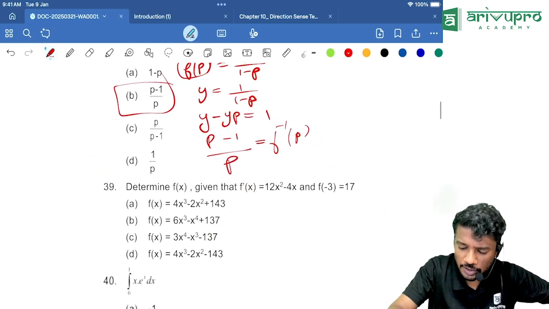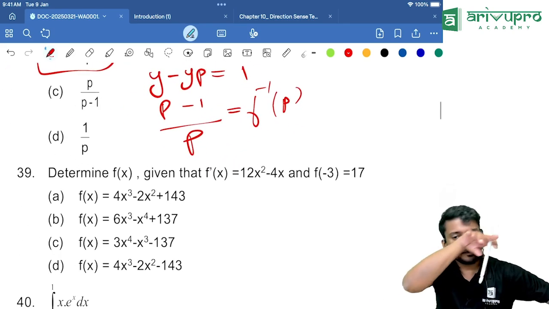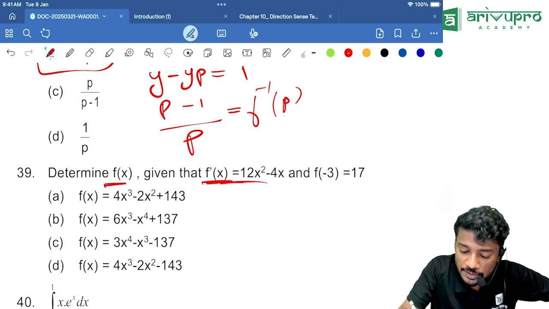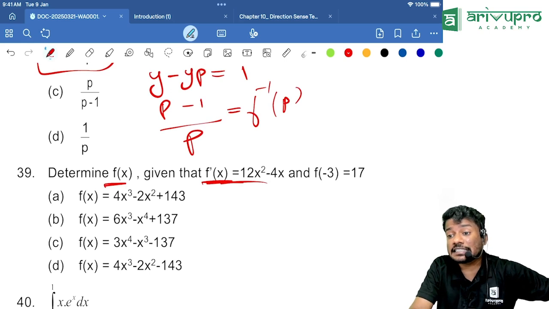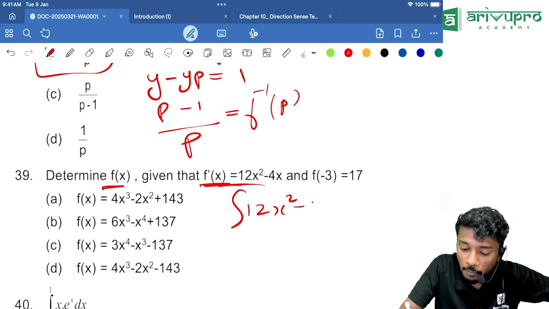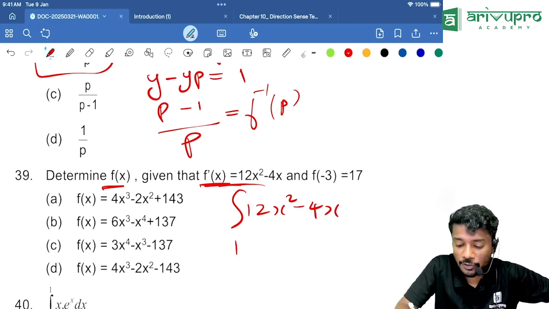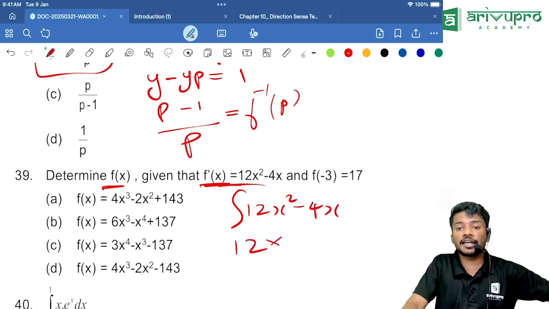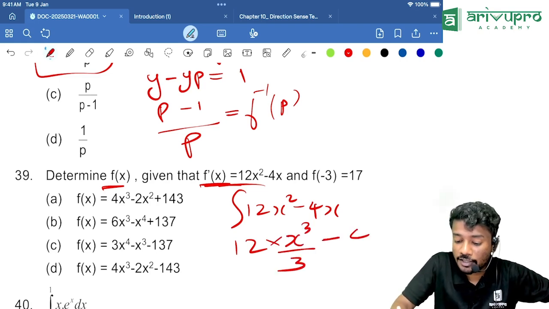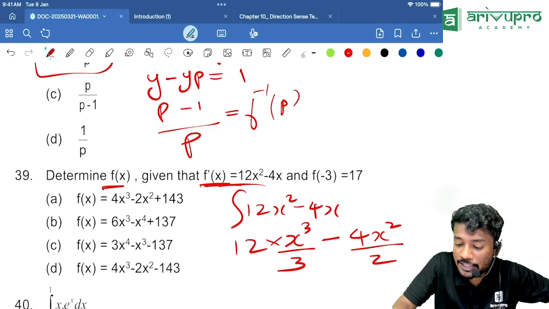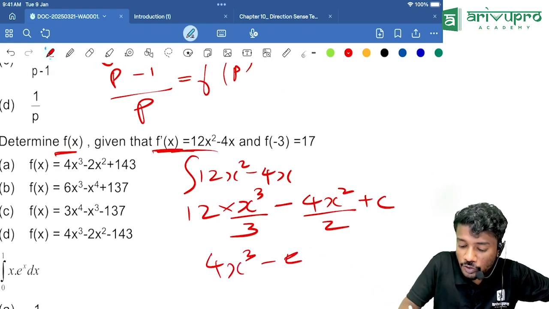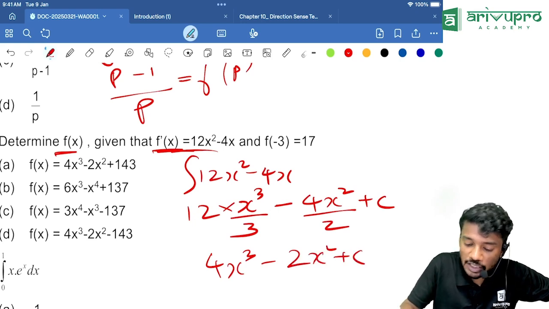Can we go for the next one? Now, what are we going to do? Determine f of x. f dash x is given. How will you find f of x from f dash x? Integrate it. Integral of 12x square minus 4x. 12 into the integral of x square, which is x cube divided by 3, minus 4 into x square divided by 2, plus c. That is 4x cube minus 2x square plus c.